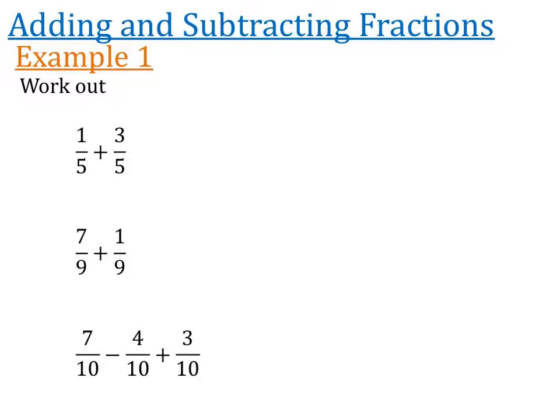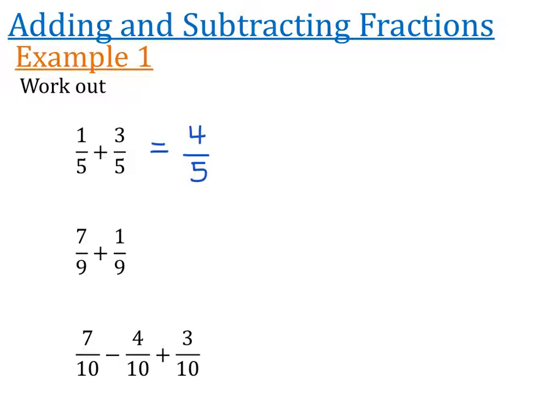When we want to add and subtract fractions, there is one major important rule, and that is that the denominator, or the bottom of the fraction, has to be exactly the same. So for this first question, it says, work out 1/5 plus 3/5. So we can just say 1 plus 3 is 4, and then 4/5.